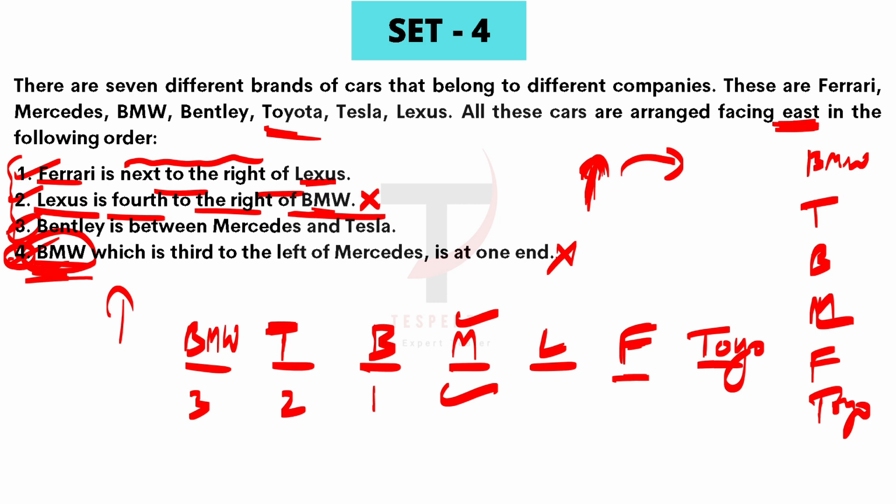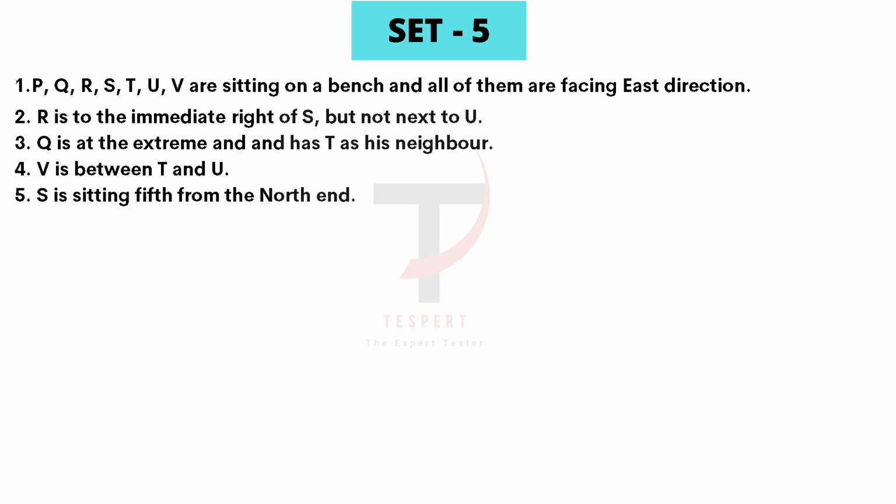Okay, let us move on to the fifth set. Just pause the video and try it on your own. Okay, hope you tried this. A very simple one. P, Q, R, S, T, U, V. How many are there? 1, 2, 3, 4, 5, 6, 7. So there are 7 members who are sitting on a bench and all of them are facing east direction. Let us mark 1, 2, 3, 4, 5, 6, 7. These are the 7 members and 5 statements are given.